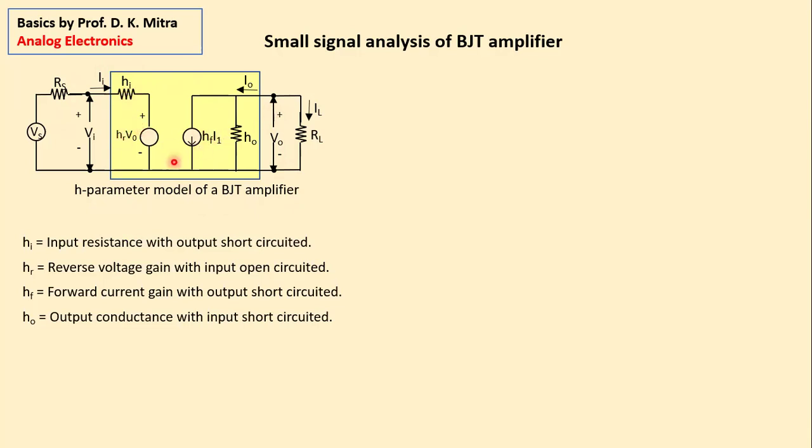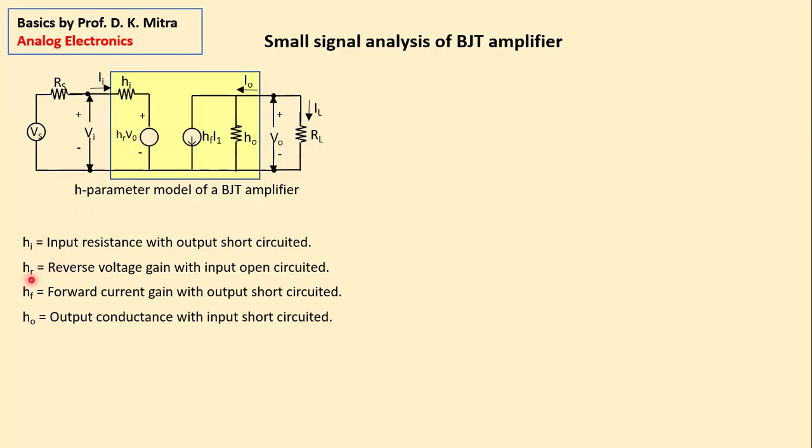Now, what are the parameters? HI is the input resistance. These are the four names of these parameters of a transistor. Input resistance with output short circuited. That means if the output is short circuited, then whatever is the input resistance, that V1 divided by I1 is HI, right? If output is short circuited, VO is equal to 0, so this will be 0. So HI will be V1 by I1.